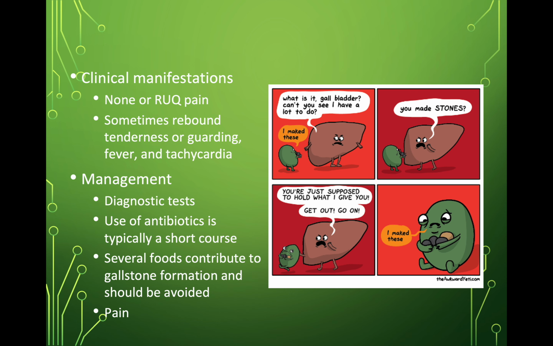Sometimes patients who have cholecystitis don't have any types of symptoms. Other times they do. And when they do experience symptoms, it's usually in the right upper quadrant, because this is where the gallbladder is located, kind of tucked up underneath the liver. Patients might have some guarding or tenderness in that area. They may experience signs of systemic infection like fever, tachycardia, things of that nature. Nausea and vomiting is pretty common with cholecystitis as well.